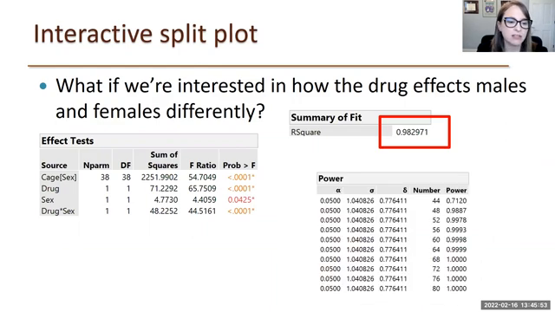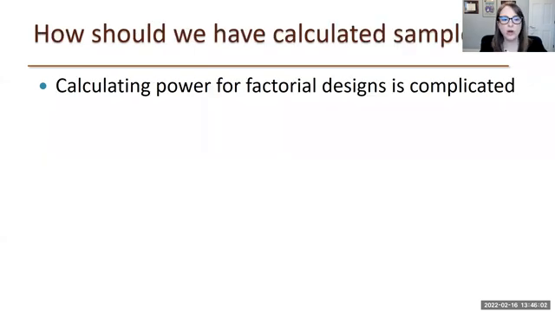And again, if we ask, how many animals would we have needed? We see that we would have needed 44 to 48 again. So wonderful. But how should we have proactively evaluated sample size and calculated that?